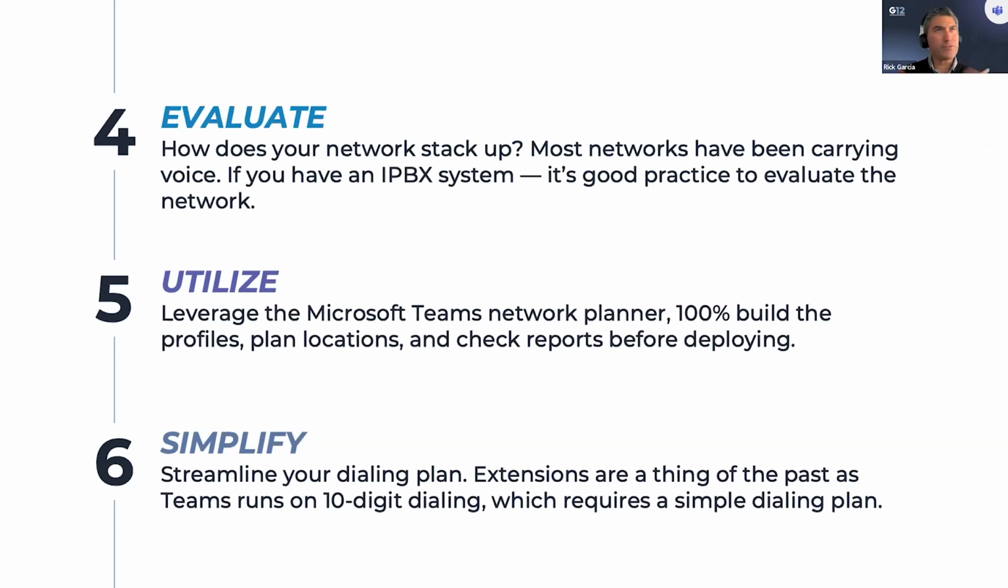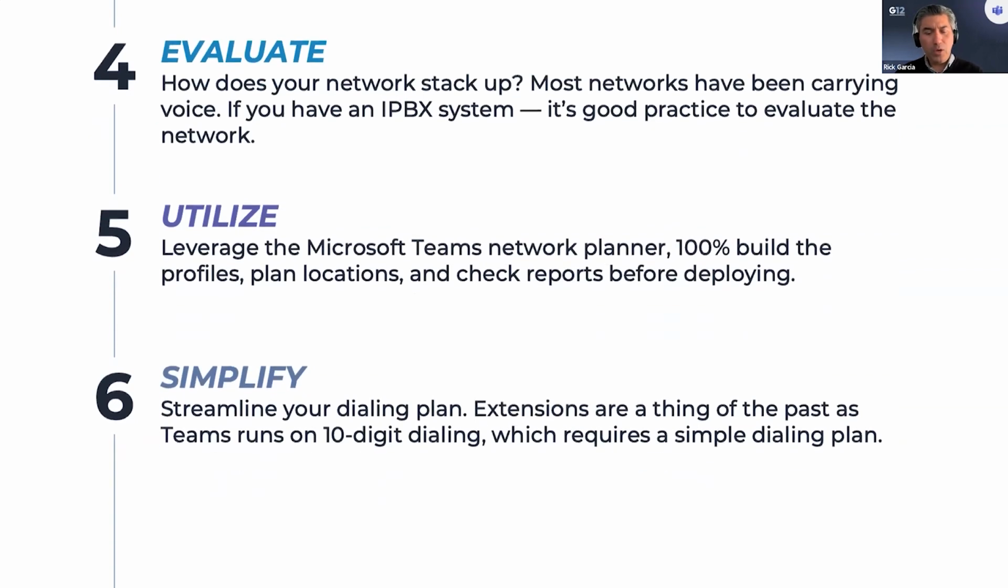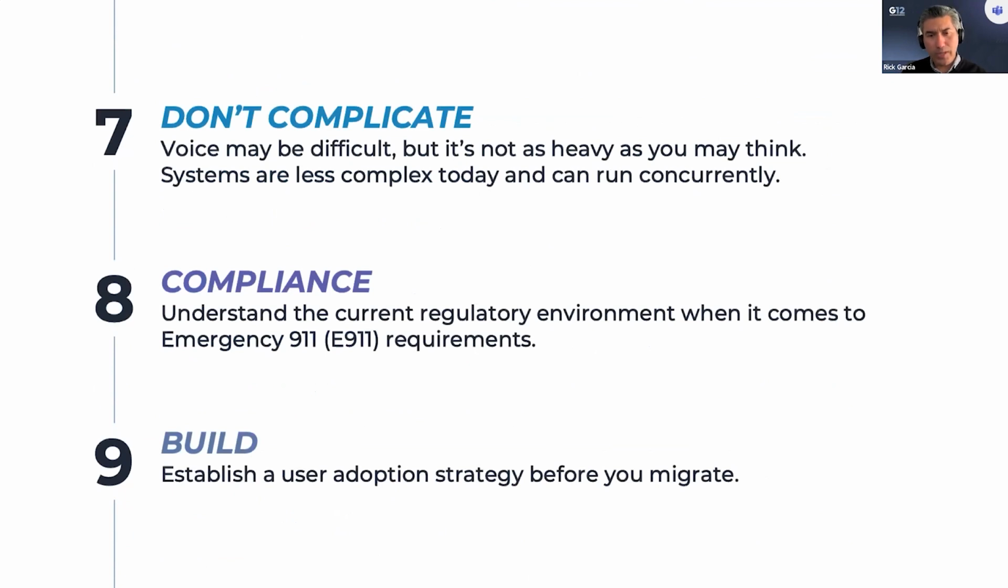Simplifying your dial plan. This is technical stuff here, right? If you're on a legacy system, you're used to extensions, right? So your extension is 100, 300, whatever your extension is, 5,000. Well, Microsoft Teams runs on 10-digit dialing, right? They run on DID, so the DID, or the phone numbers, are embedded in the users. And that's why it helps to simplify your dial plan. Where this comes into play is if you have multiple locations that may have duplicate extensions. So that's something to look for there.